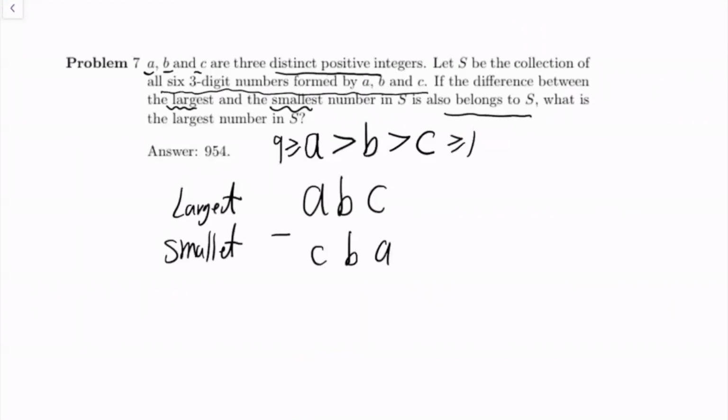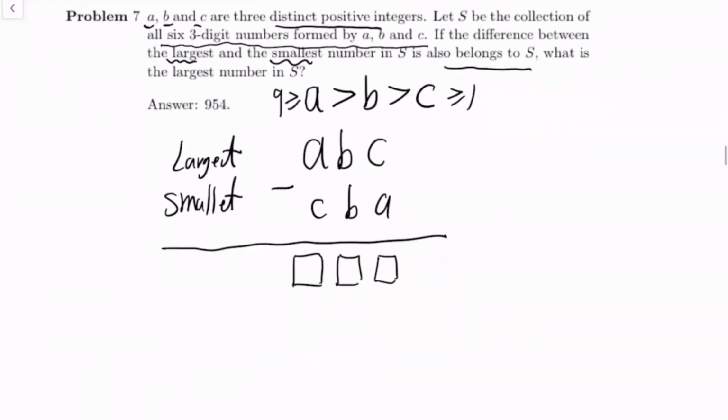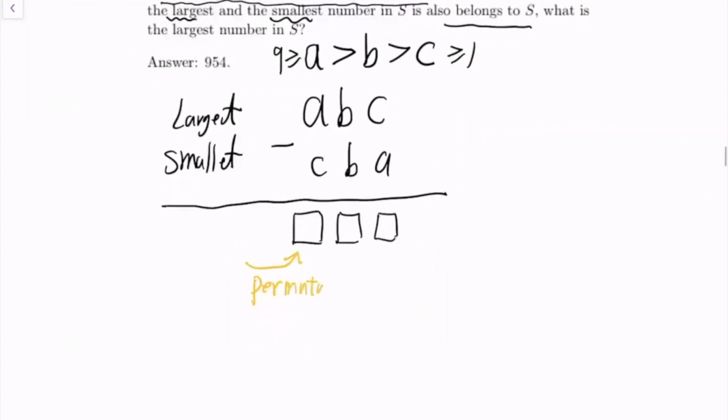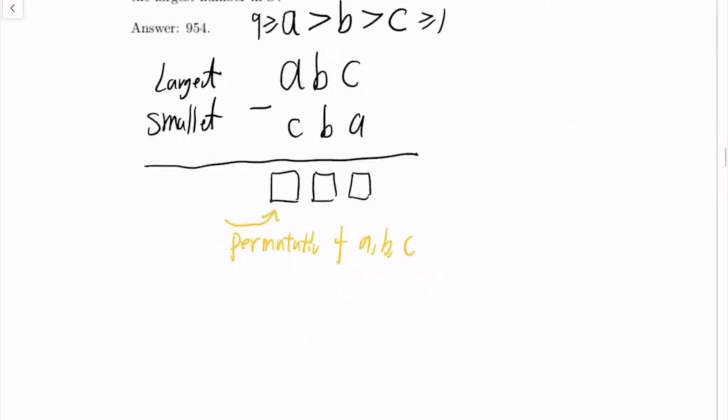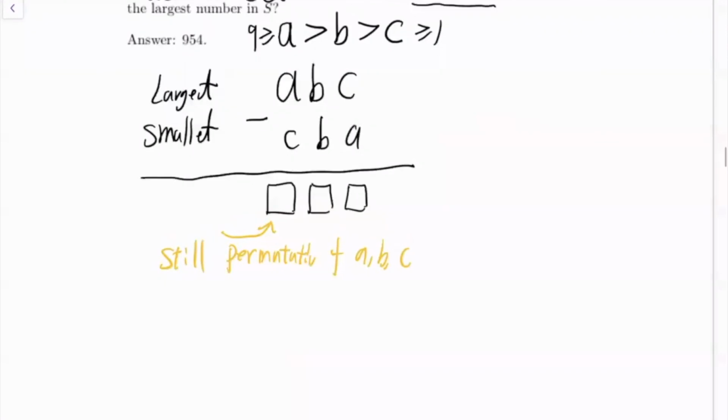You take the difference, and you get a 3-digit number. The problem basically says this is still a permutation of A, B, C. Because C is less than A, when you take the difference, B has to lend a number to C, so we get that this one has to be 9.